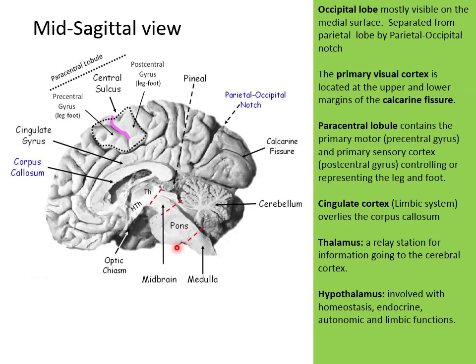If we look at a mid-sagittal view, we now have a better appreciation of the separation of the occipital cortex from the parietal cortex because we can see the parieto-occipital notch. If you follow this around laterally, you'll see that it separates a little less clearly the occipital and parietal lobe. We also see the primary visual cortex, which is located right along the calcarine fissure.